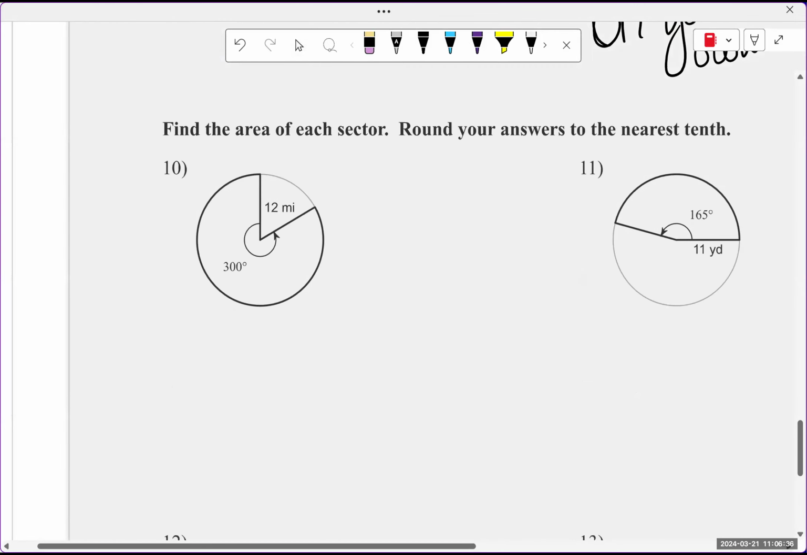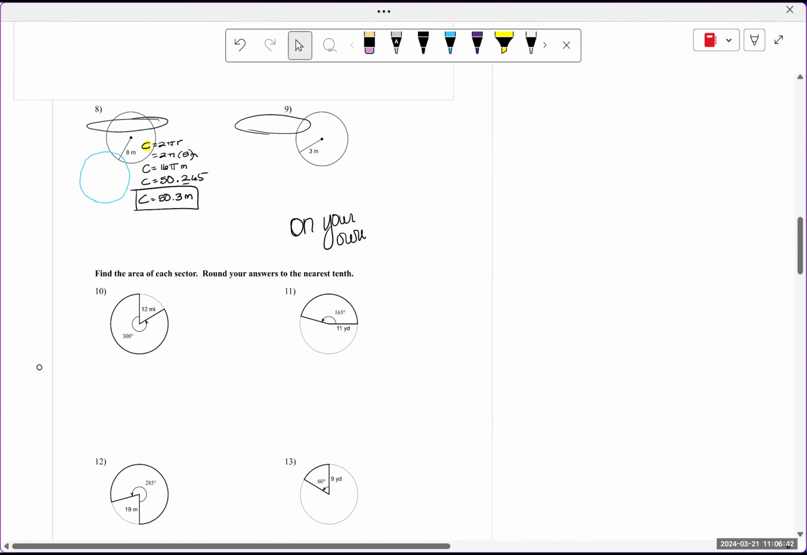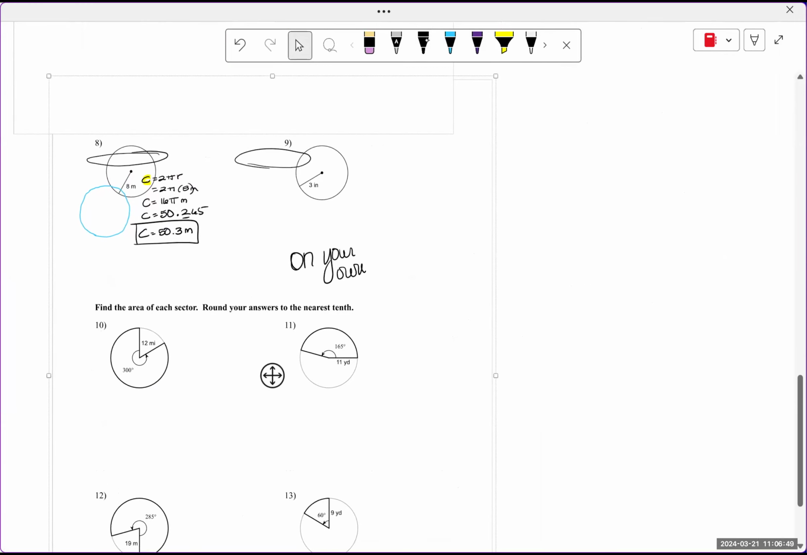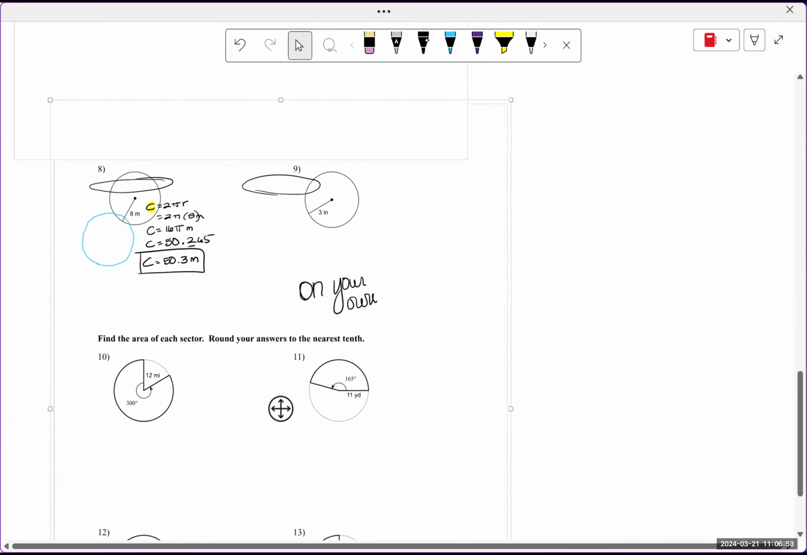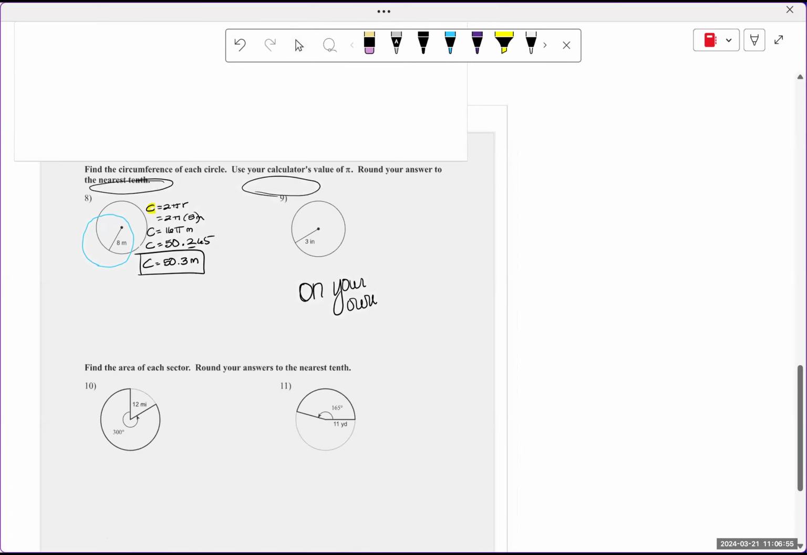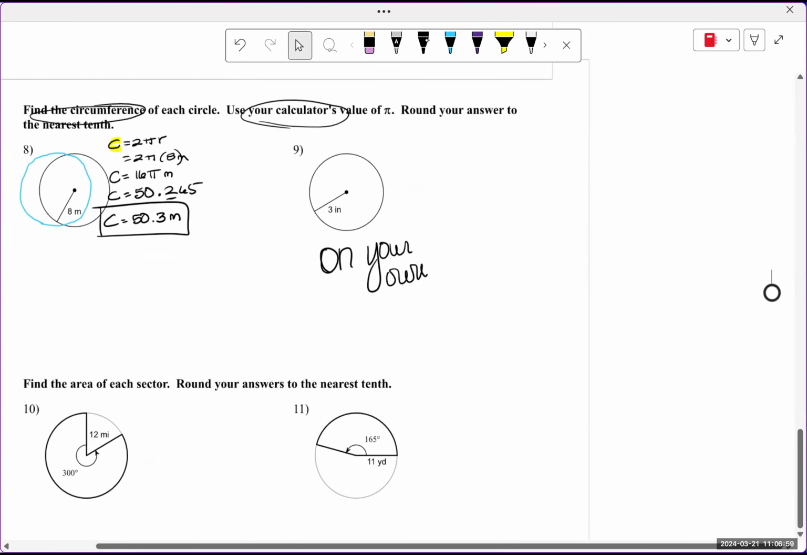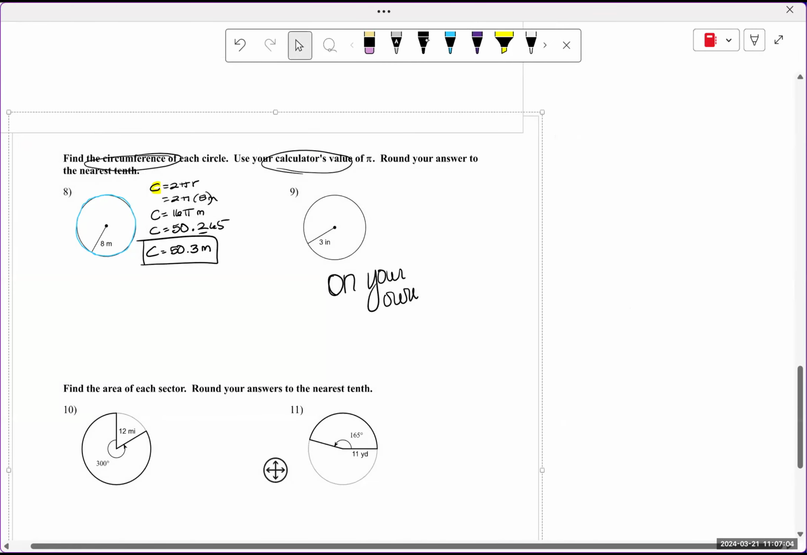Okay, area of the sector. Okay. We're getting a lot of movement. Doesn't usually do this. Okay.